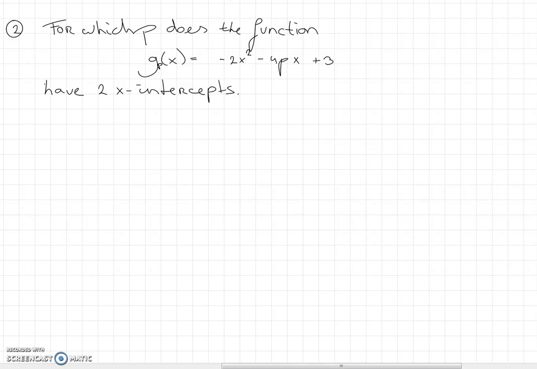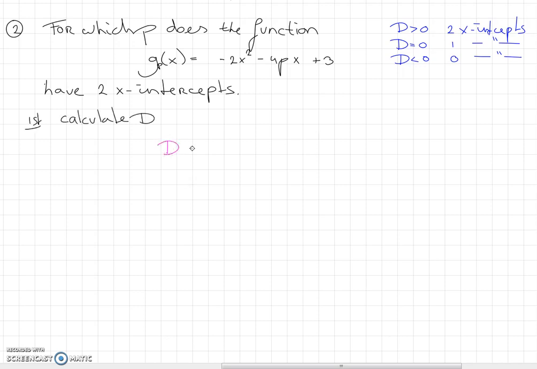So the same thing as above is true. For d larger than 0, there are two x-intercepts. For d equal to 0, there is one x-intercept. For d smaller than 0, there are no x-intercepts. This tells us that in this situation, just like before, we have to determine the discriminant as a function of p before we can solve this.